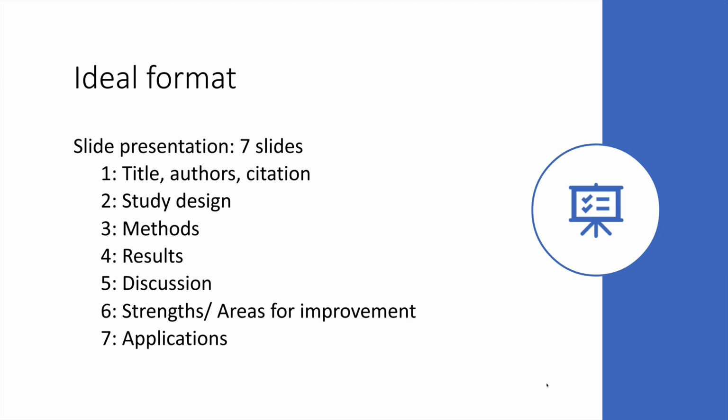And then an important slide is the strengths and areas for improvement. So this is really where we bring our own knowledge of the topic to the article. This isn't what the authors did. This is what we see as areas that were strong about the article, and then other areas that could be improved upon.